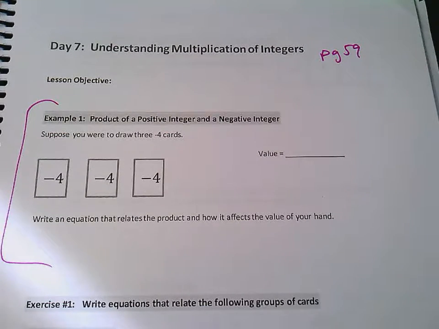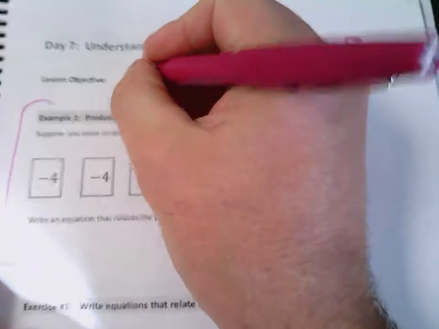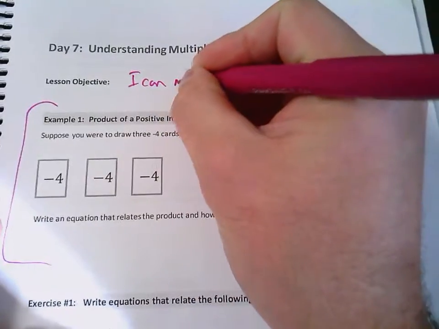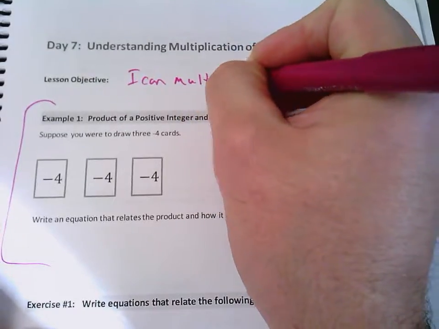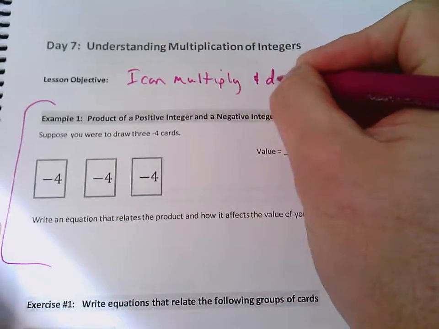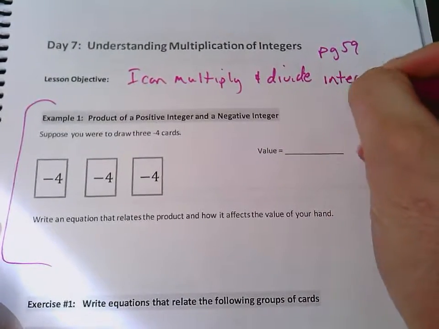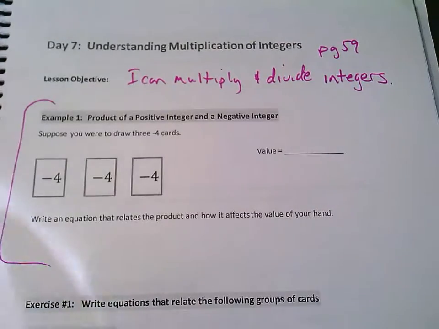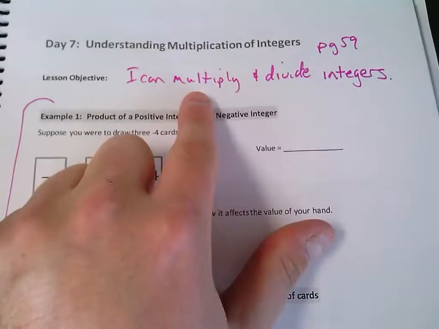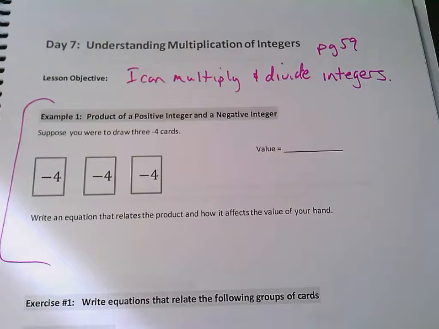The lesson objective: I can multiply and divide integers. The reason I'm throwing dividing in here is because really the rules for multiplication are the same for division. And plus most of the time you're going to be using a calculator. But I do want to take in this first couple of examples and just explain what happens when you're multiplying numbers that have different signs.